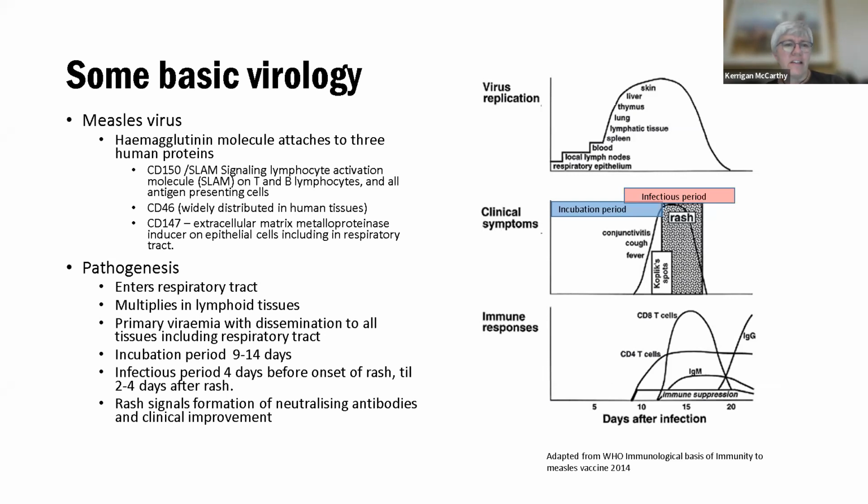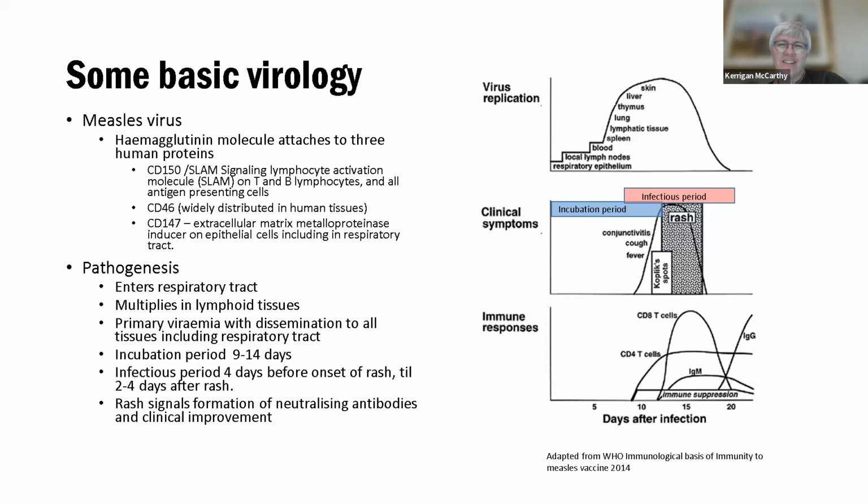And very importantly, a person is infectious 4 days before the onset of the rash until 2 days after. So you can see in the middle graph of the clinical symptoms, the blue period is the incubation period, and that's usually 9 to 14 days on average, and any period between there. And the infectious period is measured 4 days before and 4 days after the onset of rash.